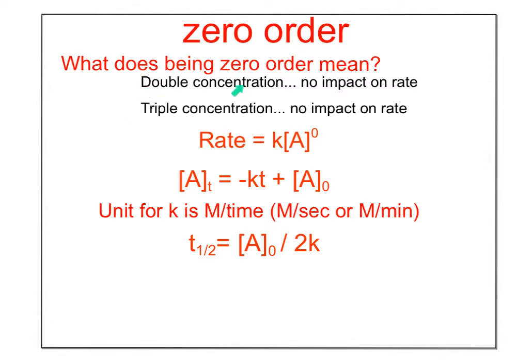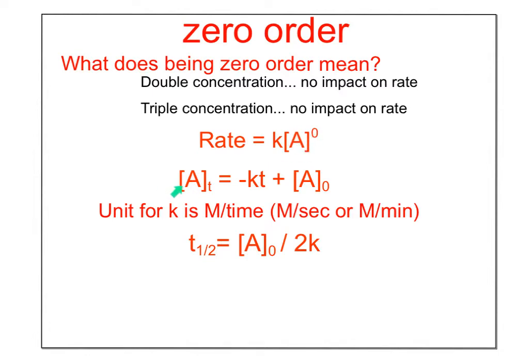That means that if you double the concentration of that reactant, it will have no impact on the rate. So you add more of it, it does not make the reaction happen faster. You triple the molarity, no impact on the rate. You get the idea. The differential rate law would be rate equals K times that chemical to the 0.